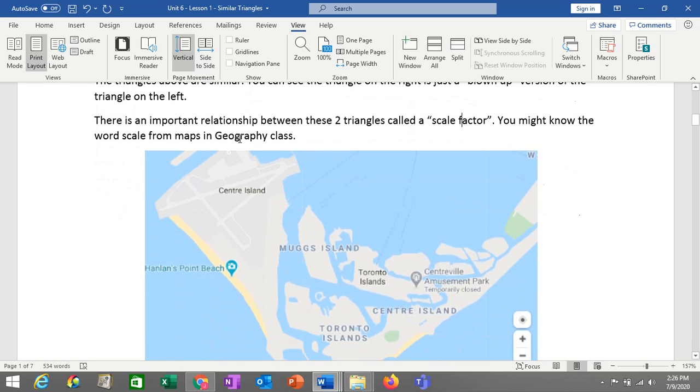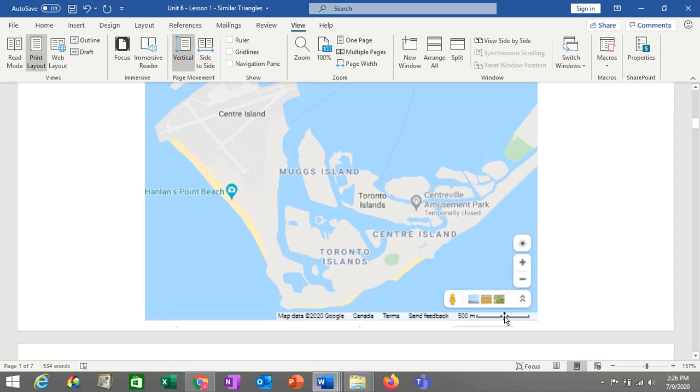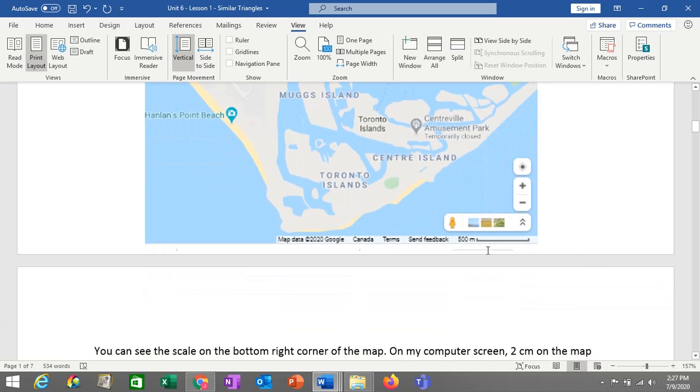And you might be familiar with this concept from geography class. It's the same idea, right? If you have a scale on a map. So I took this picture from Google Maps of Toronto Islands. So this distance here is 500 meters in the real world. On my computer, when I did this, it was about 2 centimeters. So you are blowing up 2 centimeters massively to represent the real world here.